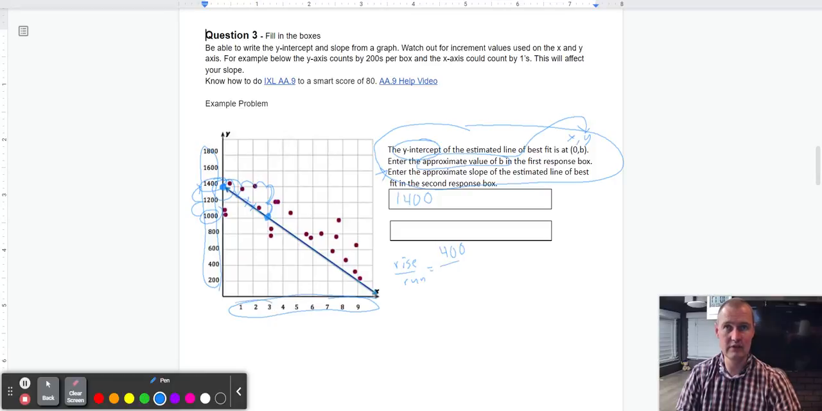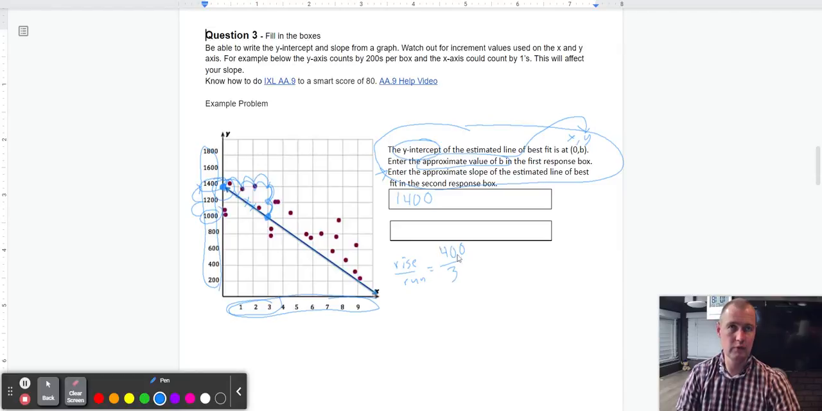Now, looking at the x values, because we need to go up 400, we're going to count the boxes to the left by ones because look at 1, 2, 3. They're just in regular order. So 1, 2, 3. So the rise is 400 over 3.